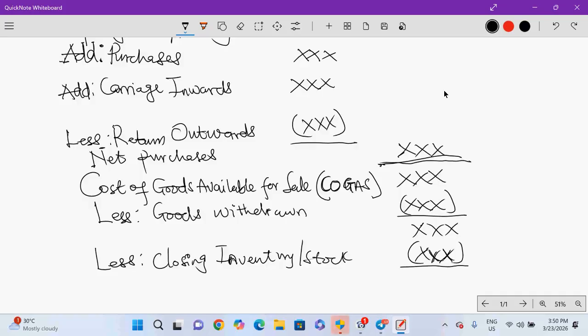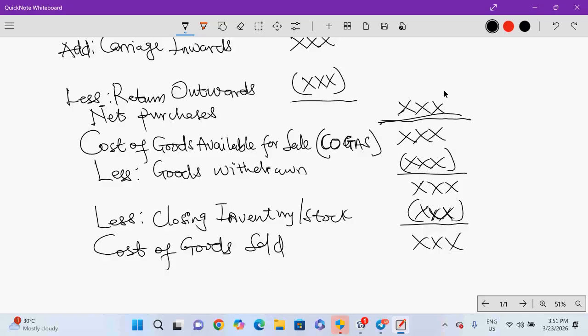Cost of sales. Cost of goods sold. Now, this is the cost that we have now. This is the one that we have now to sell. Look at this. This is what is in the warehouse now.